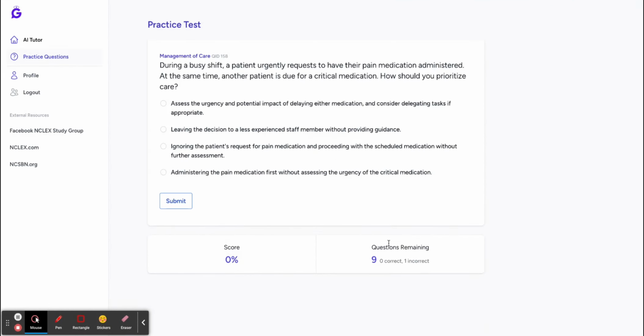Okay, next question. During a busy shift, a patient urgently requests to have their pain medication administered, but another patient is due for a critical medication. How should you prioritize care? Is it A, assess the urgency and potential impact of delaying either medication, and consider delegating tasks if appropriate? B, leaving the decision to a less experienced staff member without providing guidance? C, ignoring the patient's request for pain medication and proceeding with the scheduled medication without further assessment? Or D, administering the pain medication first without assessing the urgency of the critical medication? What's your take on this?